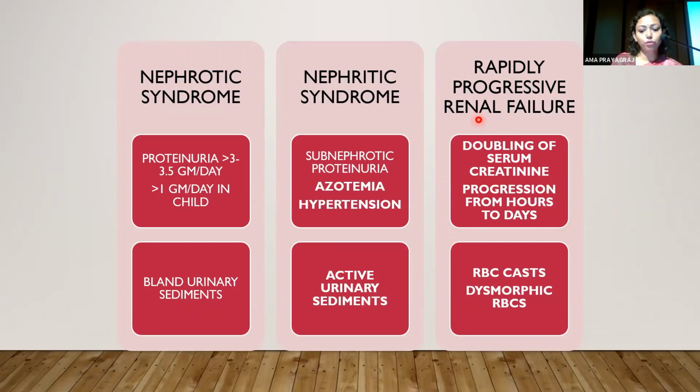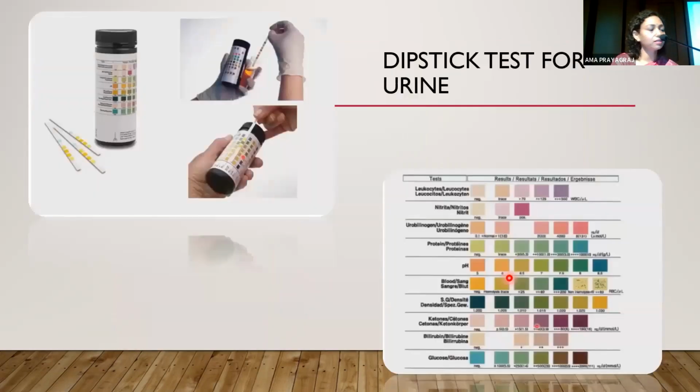The other syndrome is rapidly progressive renal failure, wherein there is doubling of serum creatinine in a matter of hours or days. So it is an acute crisis for the clinician to handle such patients. And as mentioned earlier, the urine sediments in this patient will have a number of dysmorphic RBCs and RBC casts.